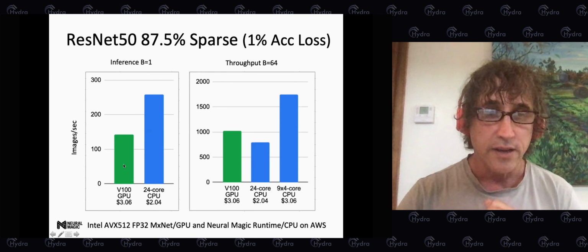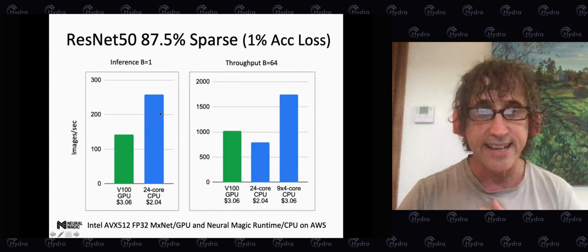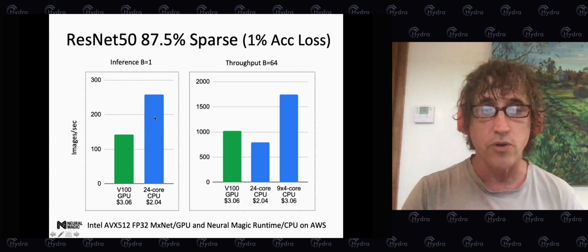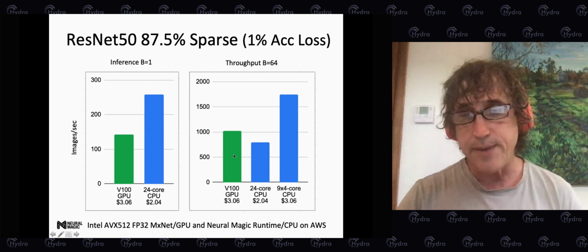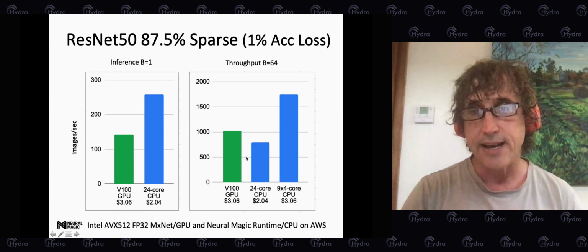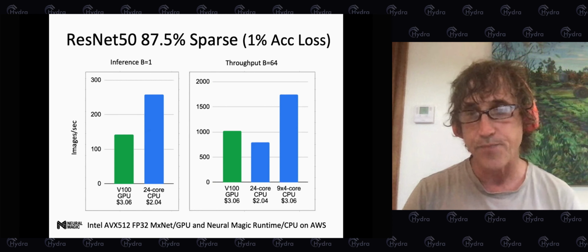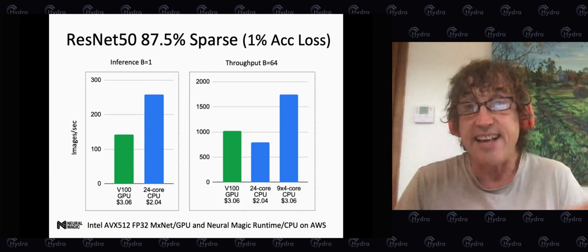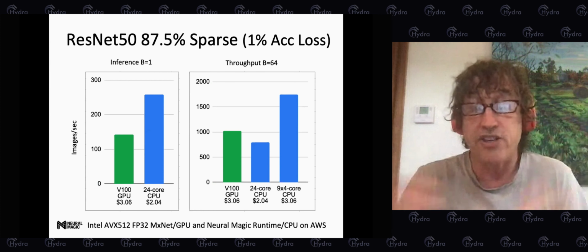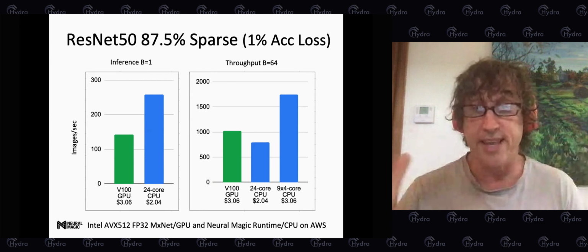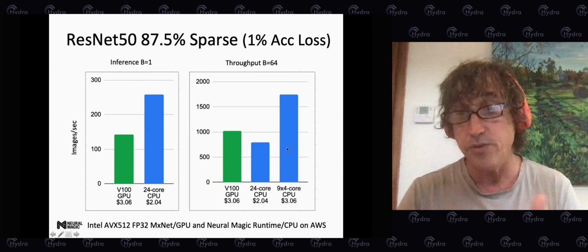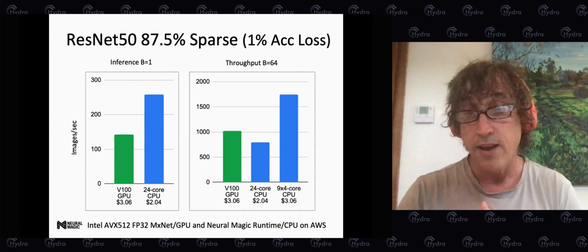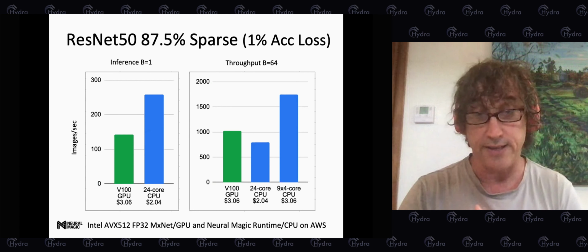A V100 that costs $3 is less effective than a 24-core CPU that costs $2 at batch size 1, and it's about the same as a 24-core CPU at batch size 64, which is a classical batch. The bigger the batch size, the better for the GPUs. They run with large batch sizes. But if you took 9 4-core CPUs, you would be 1.5x or more over the GPU doing this.